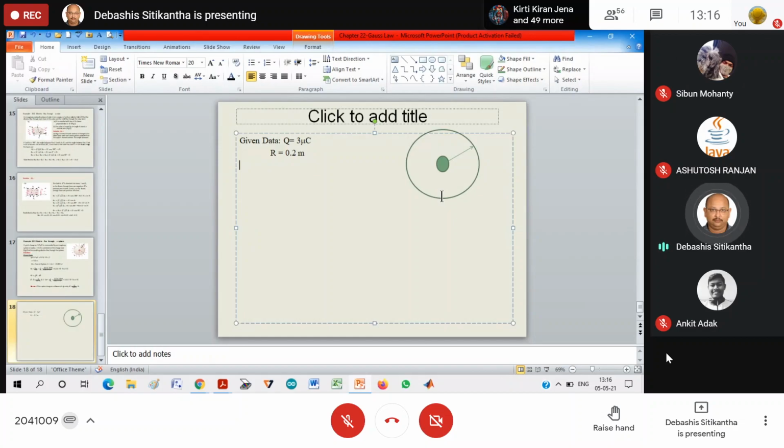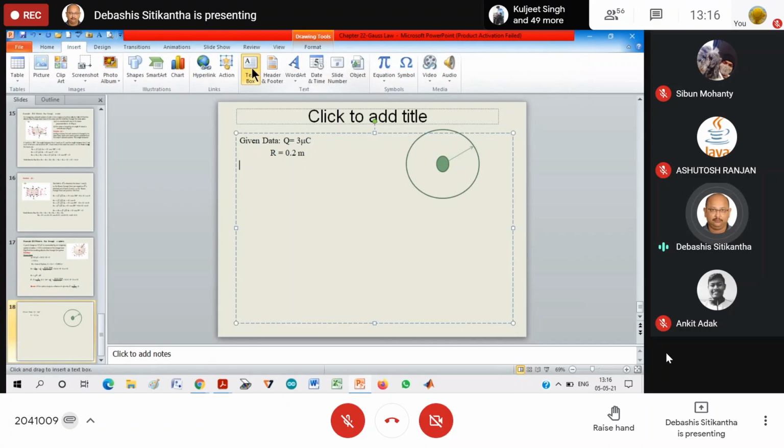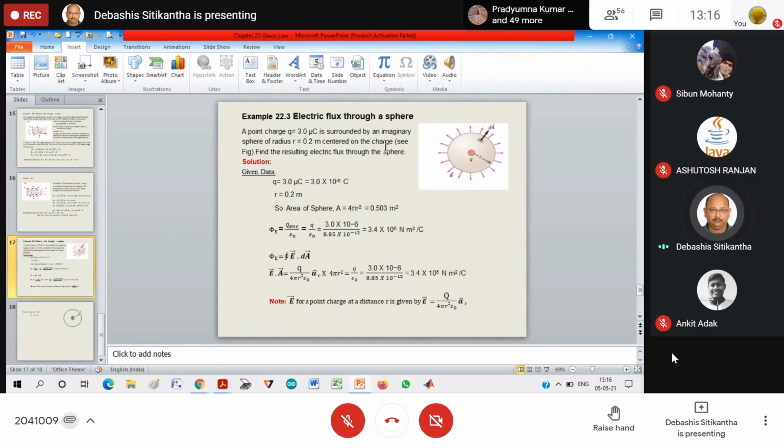Now the question is a little bit twisted in words. It is saying that there is a Gaussian surface. Then what is the meaning of Gaussian surface? The meaning is that this Gaussian surface is going to pass through the point P over here. Now find the electric field at the point P, as well as what is the total electric flux that is coming out of this Gaussian surface. The question is this much.